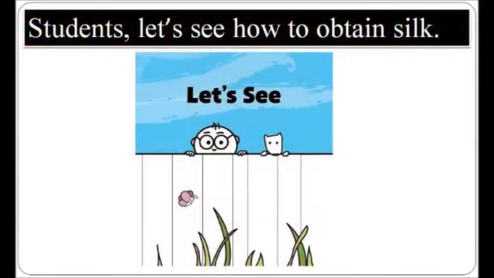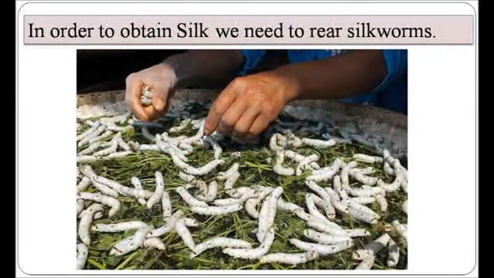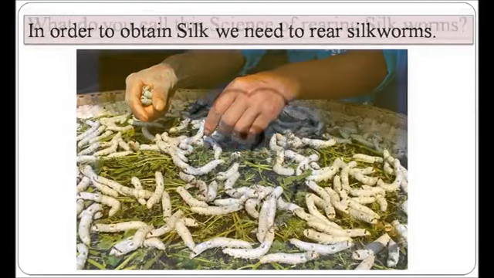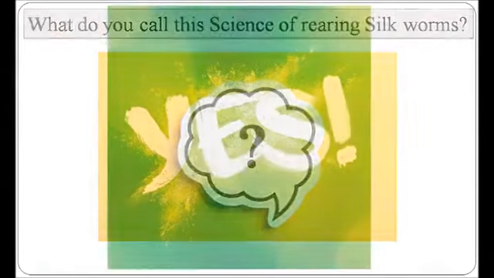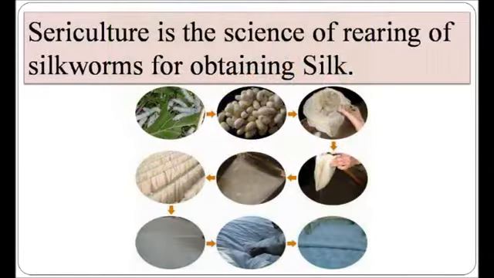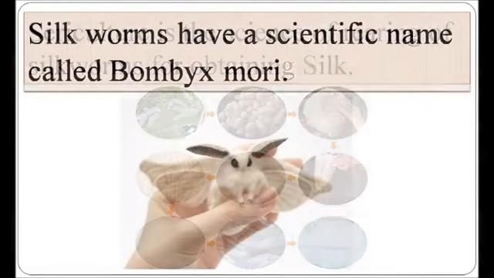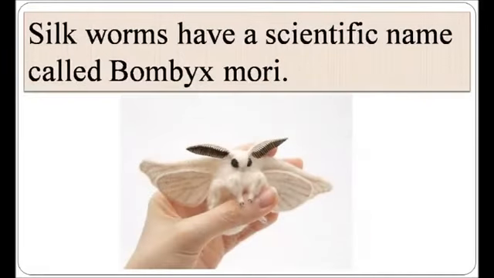Students, let us see how to obtain silk. In order to obtain silk, we need to rear silkworms. What do you call this science of rearing silkworms? Yes, sericulture is the science of rearing of silkworms for obtaining silk. Silkworms have a scientific name called Bombyx mori.